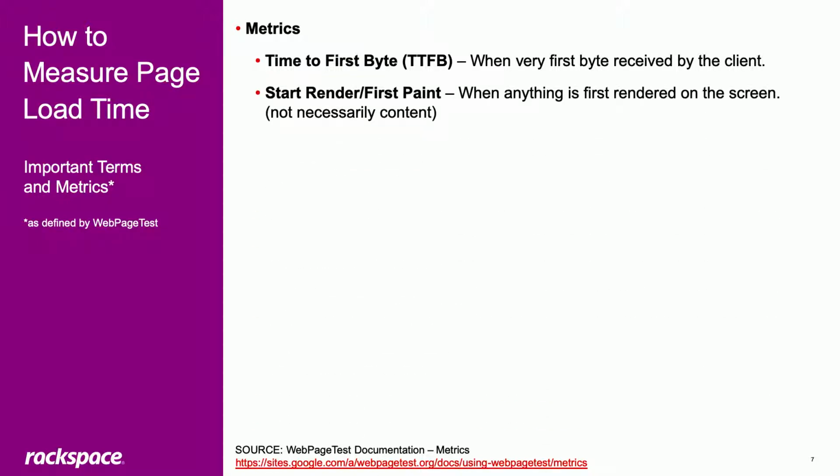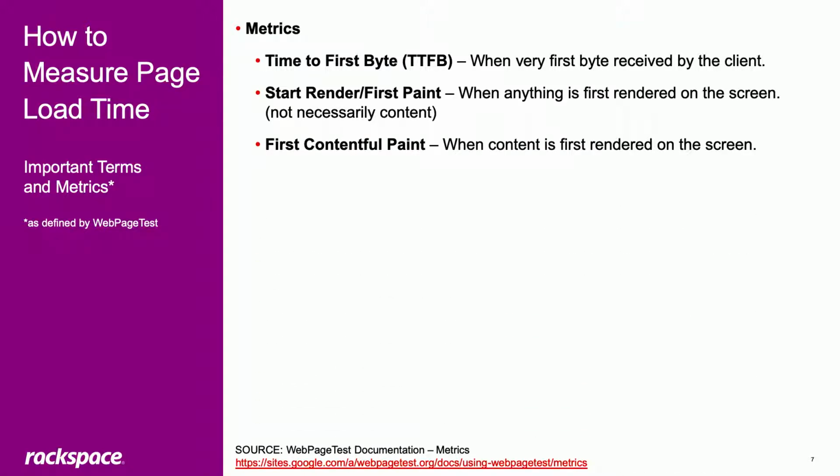Start render, or first paint. If you are going to a website, this is the very amount of time it takes for the very first thing to show up in your browser. Now, that may not be content. It could just be a background image or background color change. It just kind of depends on how the page was assembled. But this is the very first thing that becomes visible on a user screen, indicating that something's happening.